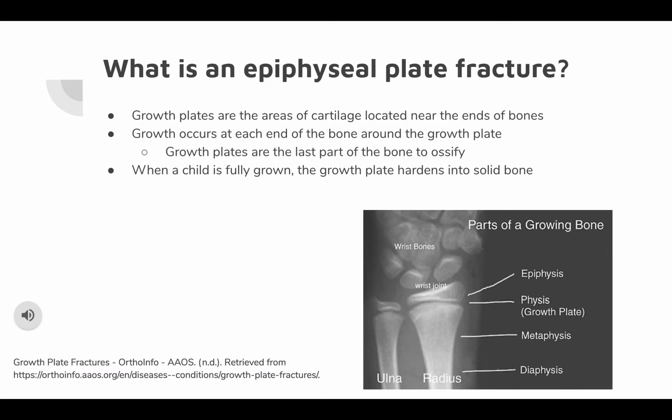Growth occurs at each end of the bone around the growth plates, and growth plates are the weakest area of a child's growing skeleton. This is because growth plates are the last part of the bone to ossify, so when a child is fully grown, the growth plate hardens into solid bone. However, because the growth plate is the last part of the bone to ossify, growth plates are especially susceptible to fracture.